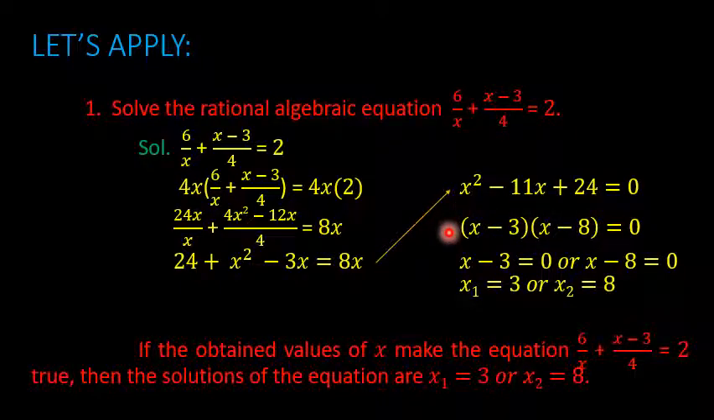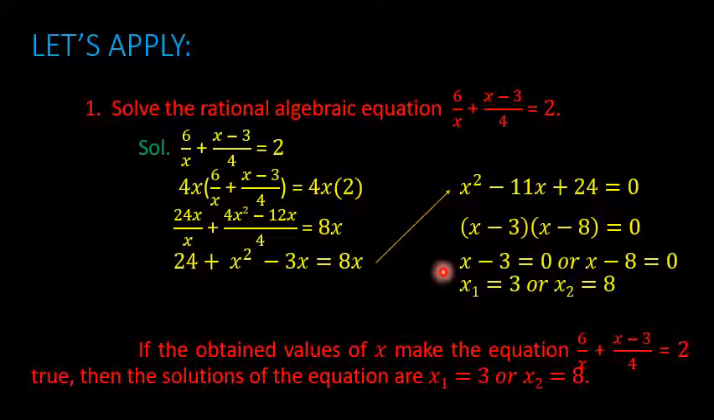I will use factoring, because factoring is the simplest to use. In using factoring, I used negative 3 and negative 8. Why did I use negative 3 and negative 8? Because 3 times 8 is 24. I mean, negative 3 times negative 8 is positive 24. Then, negative 3 plus negative 8, they are both negative. So, combining the two, negative 11.